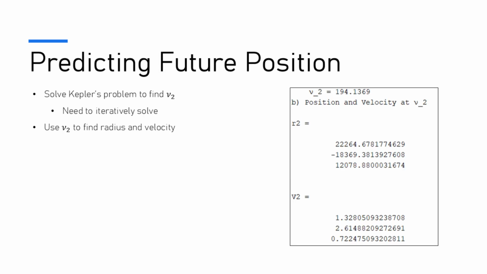Kepler's problem was solved iteratively until the error found was less than 10 to the negative 6th. This returned a value for the true anomaly after 72 hours. This was then used to calculate the position and velocity, reaching a final answer.